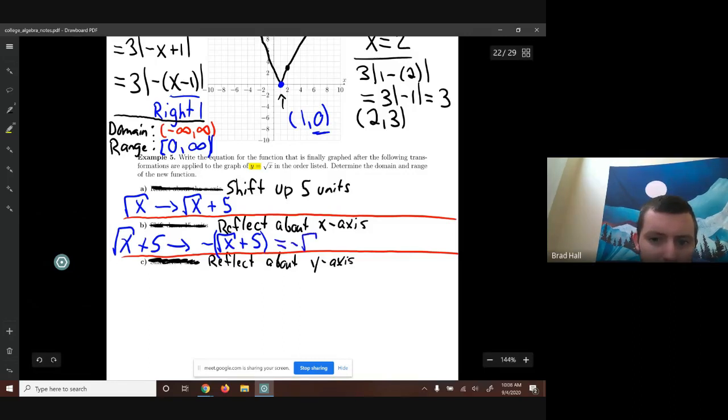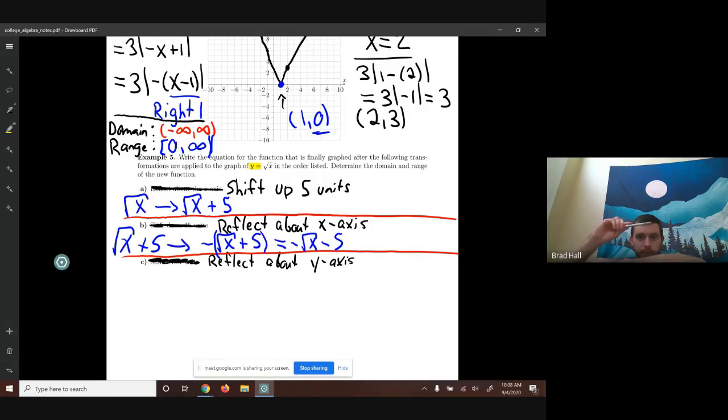So really you would end up getting negative square root of x minus 5. So that's what you are doing. And so the negative sign distributes, and we would conclude, at least for part B, with negative square root of x minus 5. And this actually makes sense that even though we shifted up 5, now it looks like we're shifting down 5. Because if here's the x-axis, we shift up 5, so it's up here, then reflecting about the x-axis, it would be 5 units below. So this does make sense.